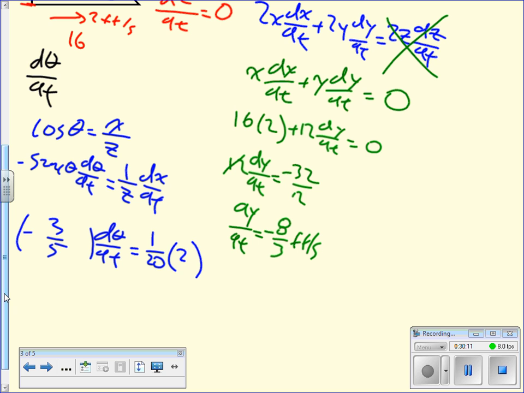Solve for d theta/dt. Negative. Okay, 1/10 times 3/5 is negative 1/6. Sure.